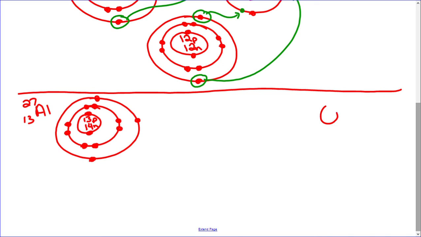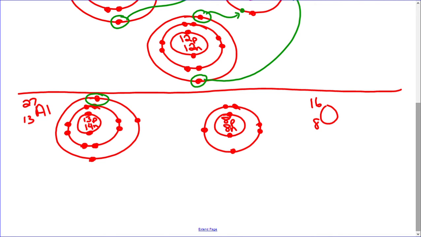Oxygen, 16 and 8. 16 for its atomic mass, 8 for its atomic number. Oxygen has 8 protons and 8 neutrons, so 1 and 2 in that first shell. And then 1, 2, 3, 4, 5, and 6. And then 2 more in the middle give me my 8. So oxygen wants to take in 2 electrons. Aluminum has 3 to give away. And hopefully here, based on the last example, we can start to see what's going to happen.